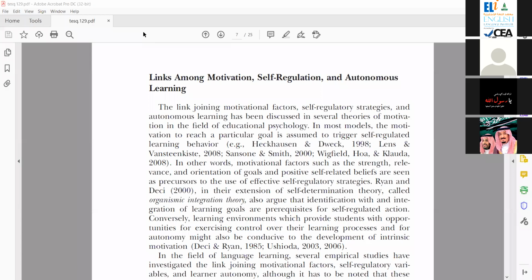I did not understand this. What exactly did you understand? Okay, literature review.